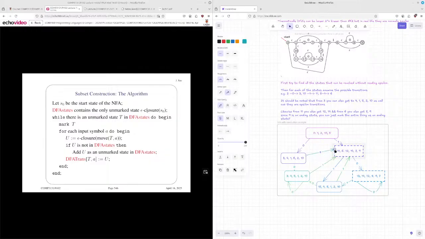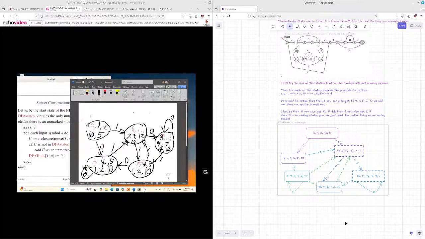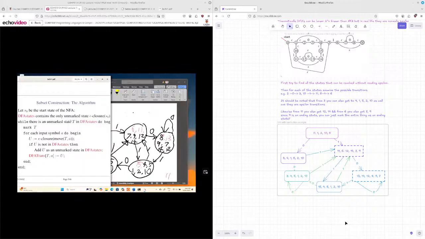Firstly, build an epsilon closure for that. Well, we did that. Okay? This is the S0 closure, anything you can reach through epsilons. Once you have done that, you enter into a while loop.